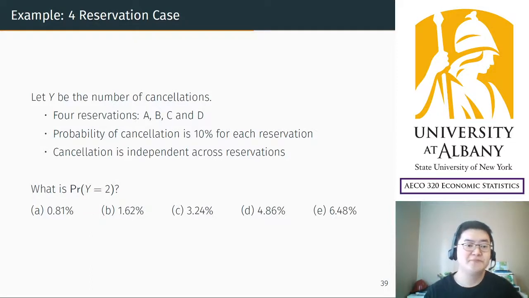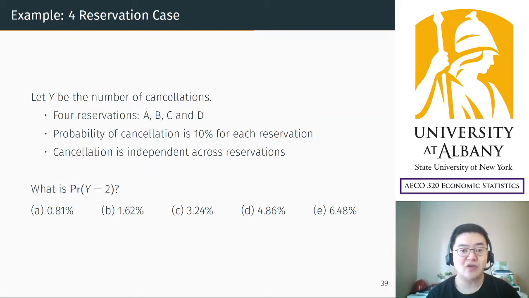Hello, welcome back. So now let's think about a little more generalization with the four reservations case. Still, y is the number of cancellations, but now there are four reservations: A, B, C, and D. And everything else is the same: 10% probability of cancellation, and cancellation is independent.